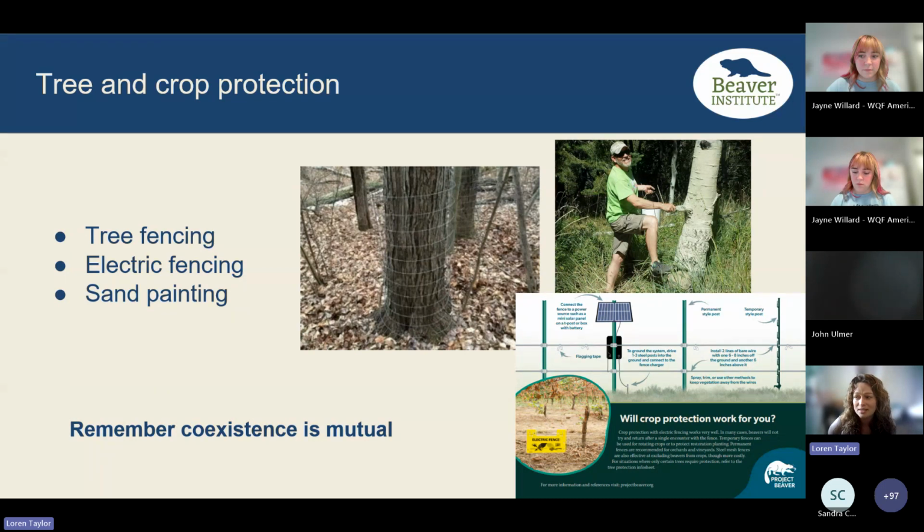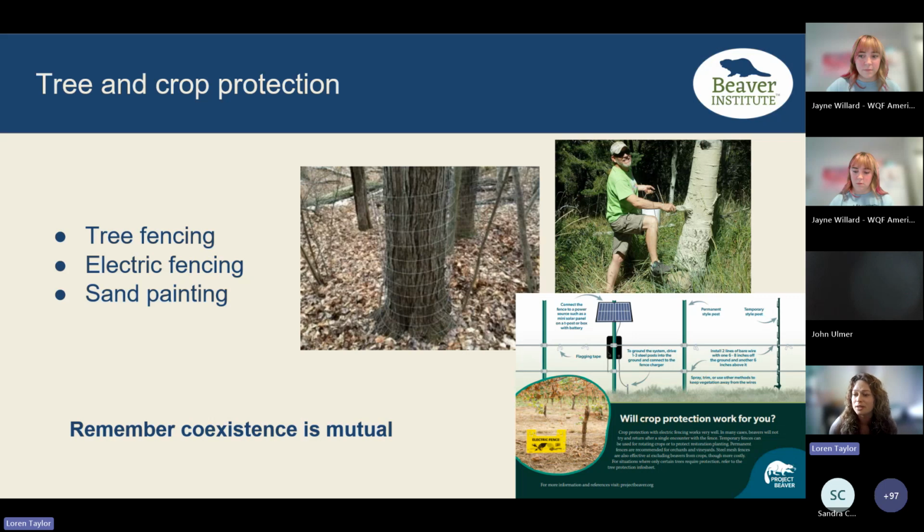You can also use sand painting as a great technique for folks who are looking to protect their landscaping, for instance, because it has a bit of a more aesthetically pleasing appeal. You can match the color of the paint to the tree that you're trying to protect. It includes sand grit that is a taste aversion for beavers, and that is why this is an effective technique. However, I do think it's important whenever we talk about sand painting to remember that as the diameter of the tree decreases, the effectiveness of this technique also decreases. So that is just something to consider with what you have at your particular site.